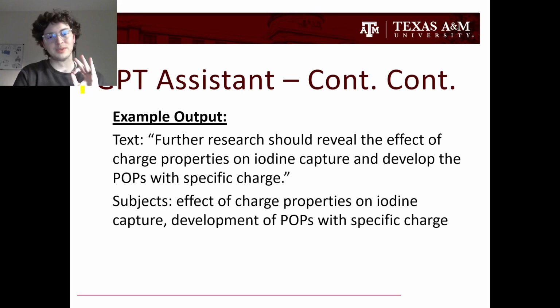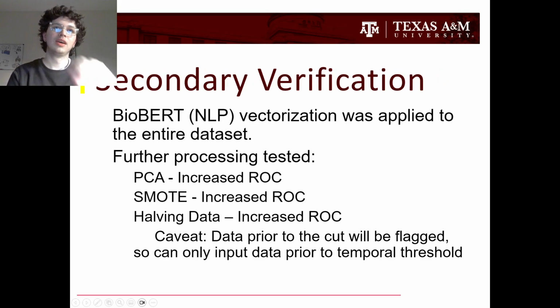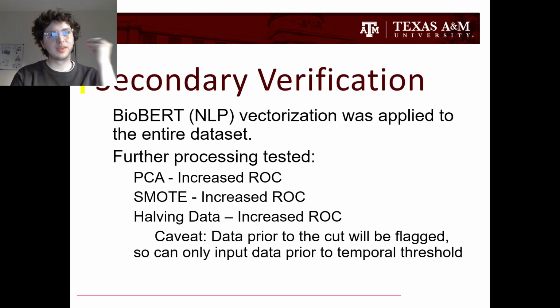So large language models are key for this. We also wanted to have that secondary verification. The idea was that the keyword search is going to have a lot of false positives. We want to filter those out before we put it into OpenAI, because OpenAI costs money, and in the long run, that's going to cost a lot.